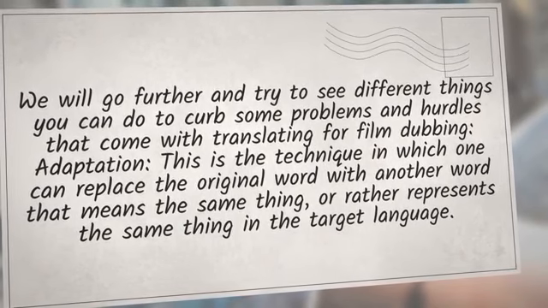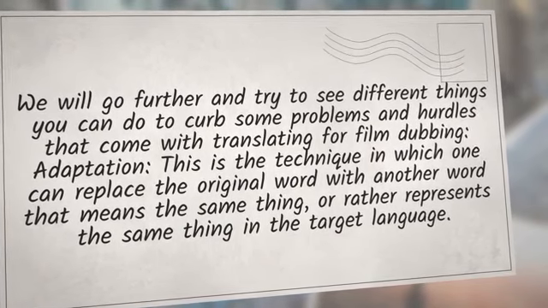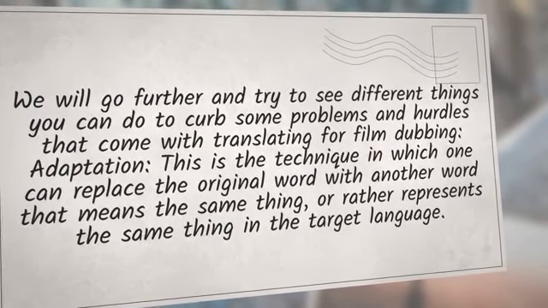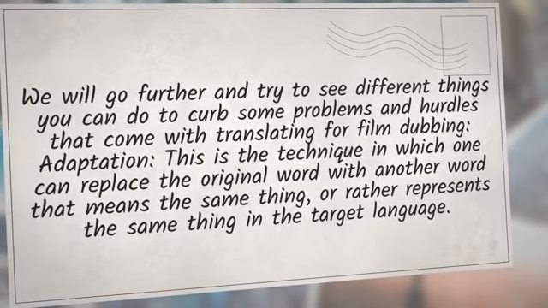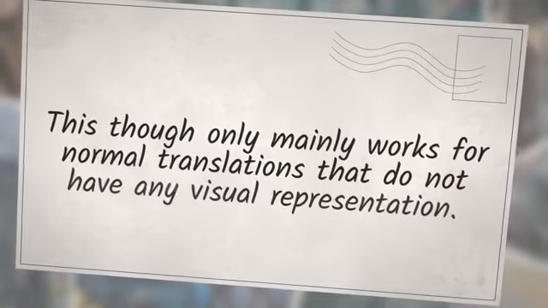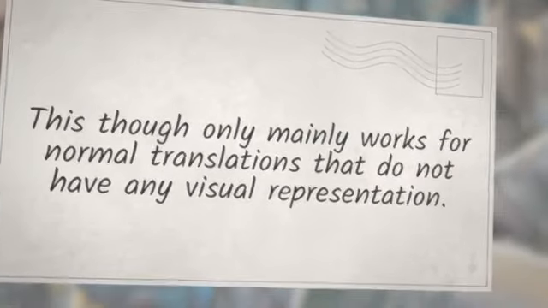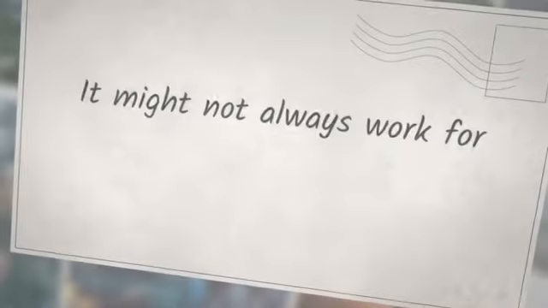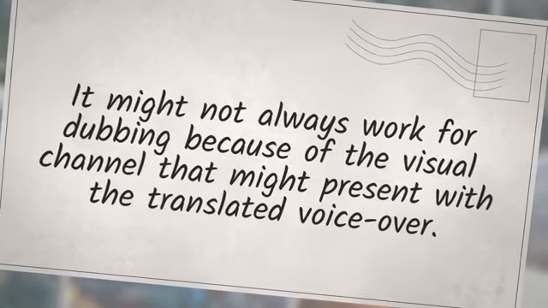Adaptation. This is the technique in which one can replace the original word with another word that means the same thing, or rather represents the same thing in the target language. This though only mainly works for normal translations that do not have any visual representation. It might not always work for dubbing because of the visual channel that might present with the translated voiceover.